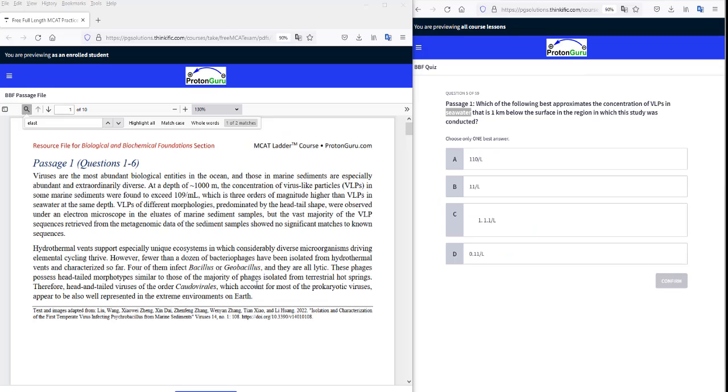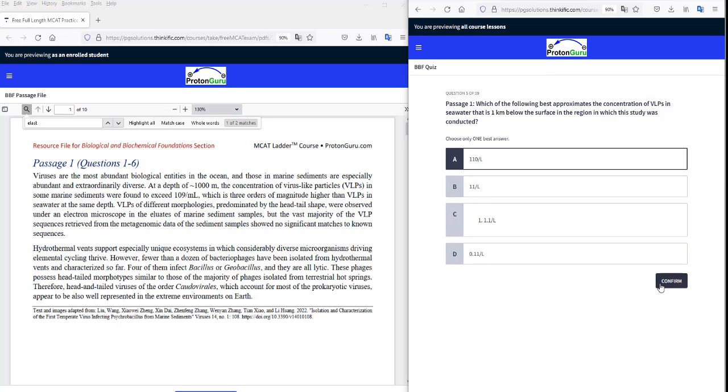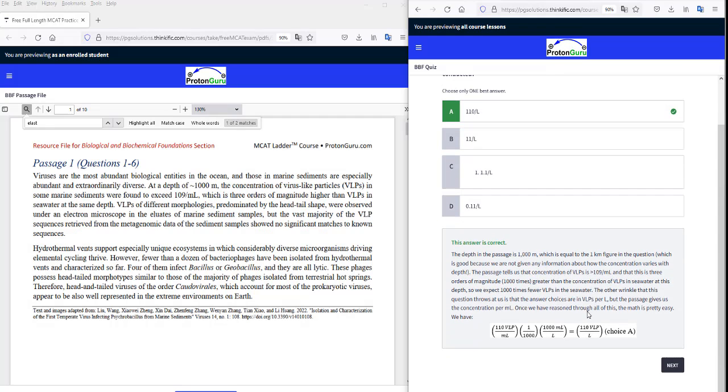So we put our whiteboard down and go back to our answers. We had estimated about 100 per liter. That is closest among the choices to choice A, and that is correct. And you can see the math also typed out in our answer explanations.